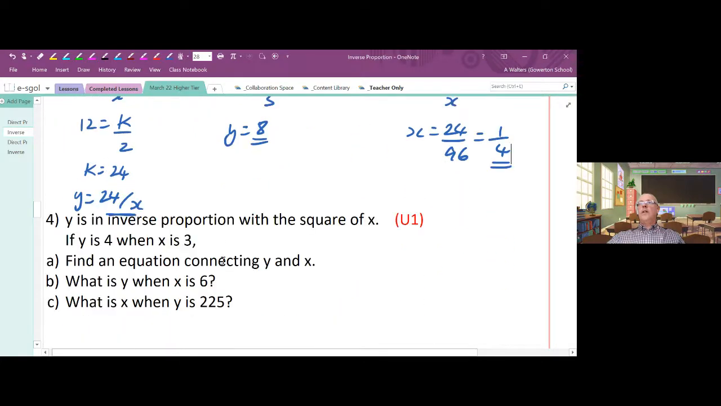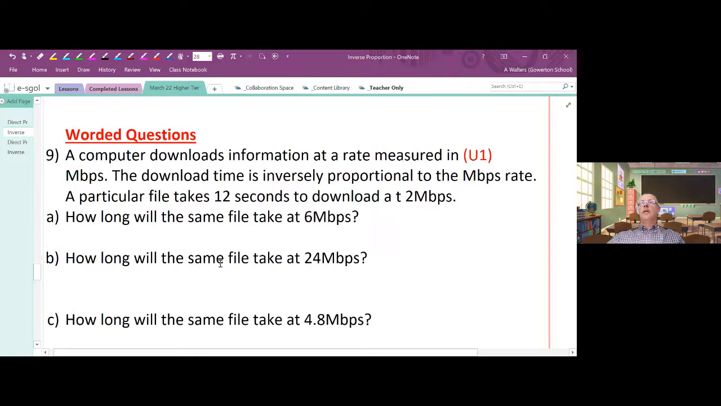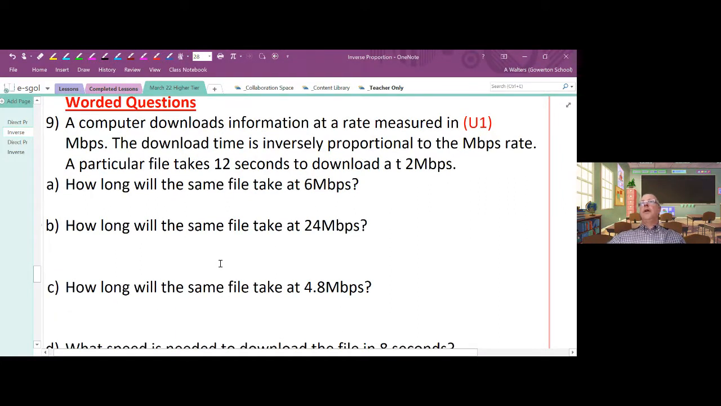All right. Now, I am going to look at one question that's practical, a worded question. A computer downloads information at a rate measured in, I think it's megabits per second. The download time is inversely proportional to the megabits per second rate. A particular file takes 12 seconds to download at 2 megabits per second. So what it means by this is, time is inversely proportional to the rate. So what I'm going to end up doing here is putting my own words in, some constant over the rate.